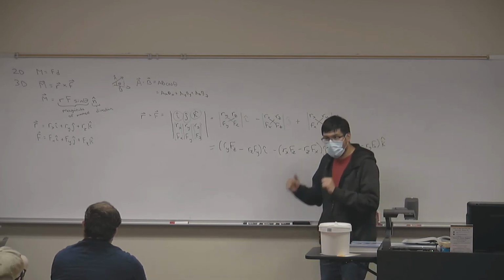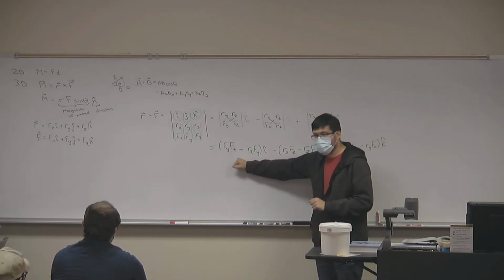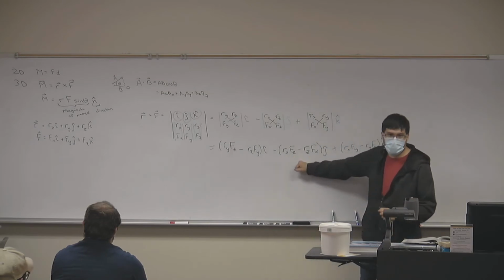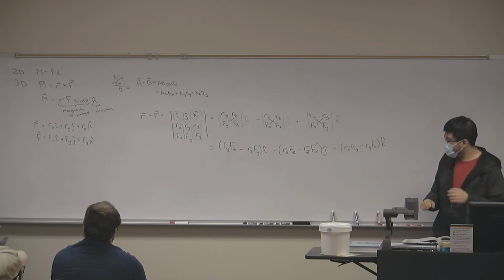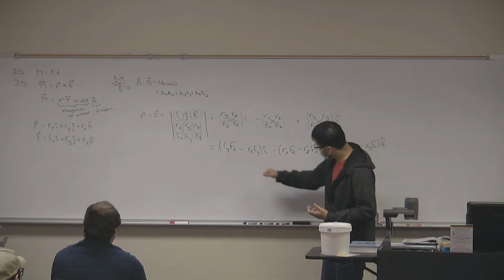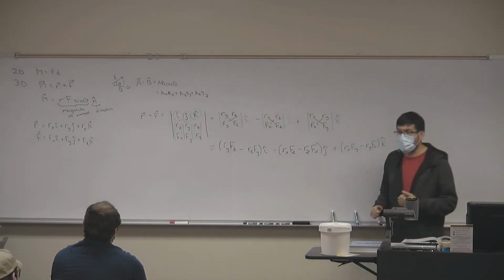If I want the magnitude of my moment, I take the x component, square it, add it to my y component squared, add it to my z component squared, and I take the square root of that, just like with forces. And if I want the direction, once again, I can use my angles to find that direction.